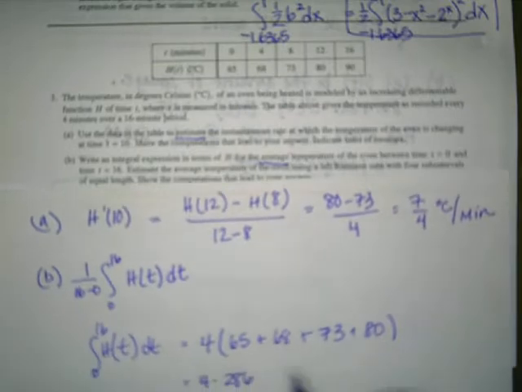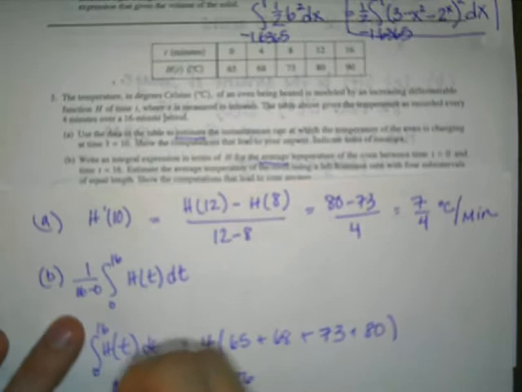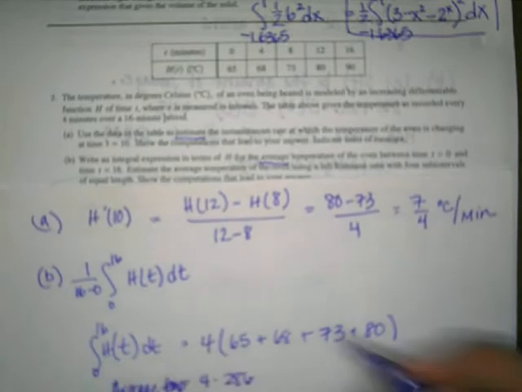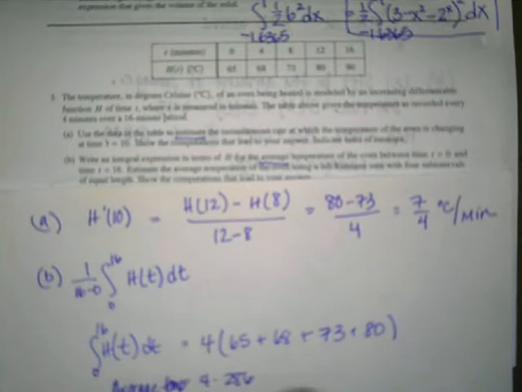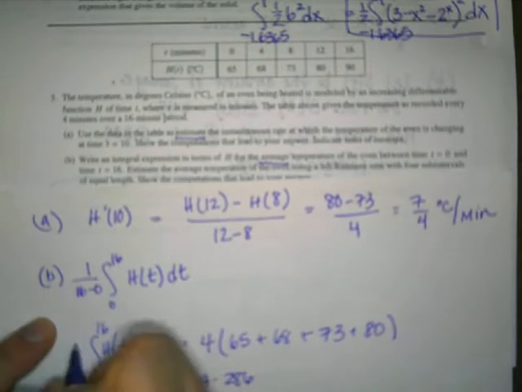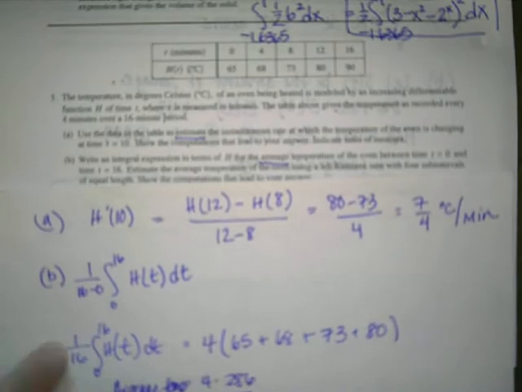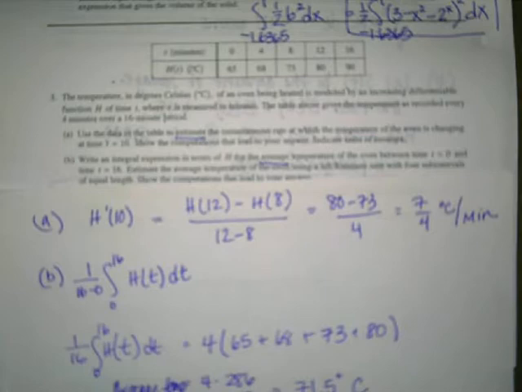And then the average temperature is going to be this times this, all divided by 16, or multiplied by 1 over 16th if you want to write it like that. And then punching that on a calculator gives me 71.5 degrees Celsius. Okay. So far we've earned 5 points, just so you know.